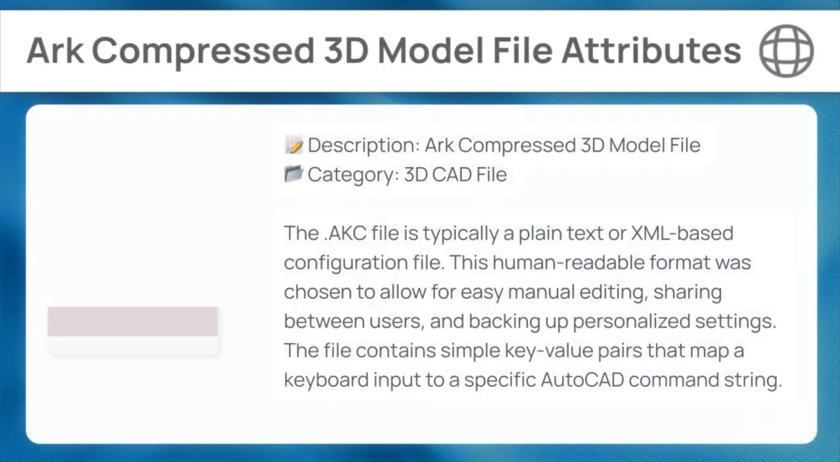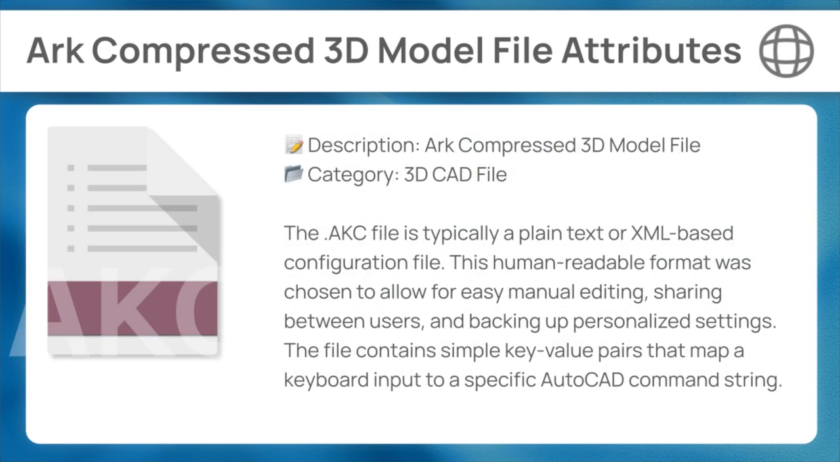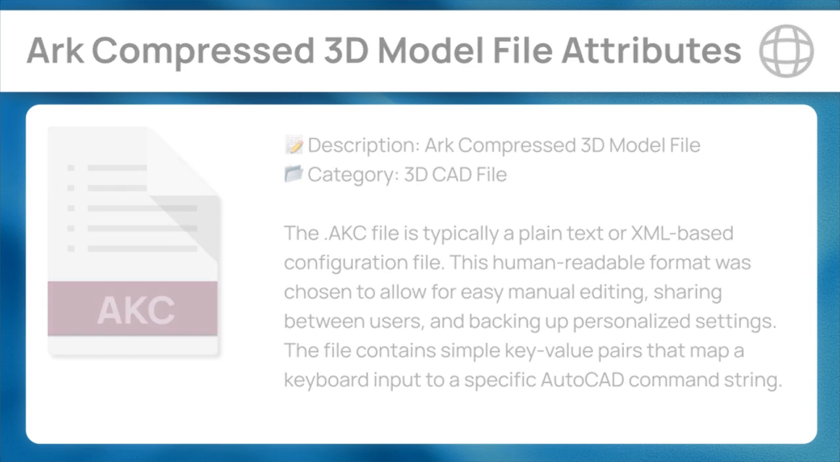The AKC file is typically a plain text or XML-based configuration file. This human-readable format was chosen to allow for easy manual editing, sharing between users, and backing up personalized settings. The file contains simple key value pairs that map a keyboard input to a specific AutoCAD command string.